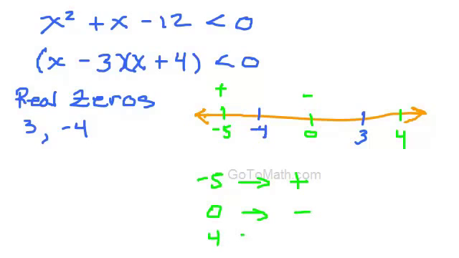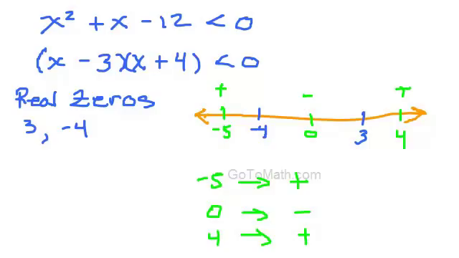And let's do one more, 4. So plug in 4: 4 minus 3 is 1, and 4 plus 4 is 8. And so we get a positive times a positive, and that is positive. Okay. So this expression has got to be less than 0, which means it has to be a negative number. So that means that we're going to be looking at just this interval right here.